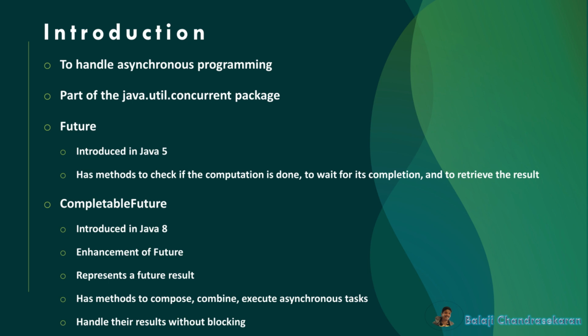CompletableFuture was introduced in Java 8 and is an enhancement of Future. It provides a more powerful API for asynchronous programming compared to Future. It not only represents a future result but also provides a variety of methods to compose, combine, and execute asynchronous tasks, and handle their results without blocking.